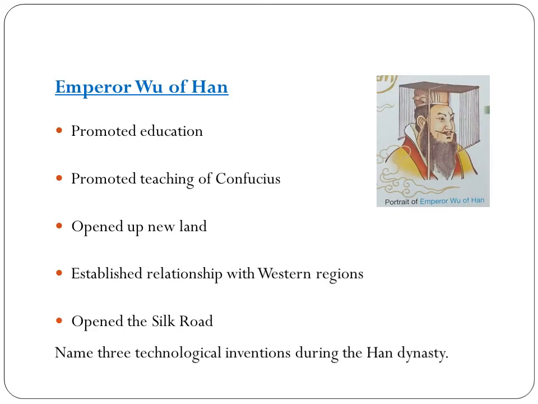Before we end the lesson, let's conclude. After the founding of the Han Dynasty, Emperor Wu, what did he do? He promoted education, the teachings of Confucius. He also opened up new land. He established friendly relations with Western regions, and a route for foreign trade and cultural exchanges was worked out, which we call the Silk Road. And besides this, there were other technological inventions during his rule. Now, do you remember the 3 technological inventions that were made during the Han Dynasty?